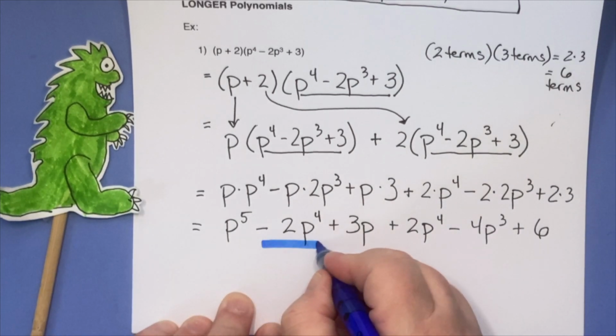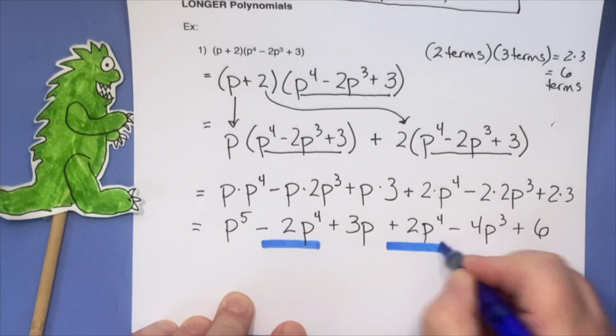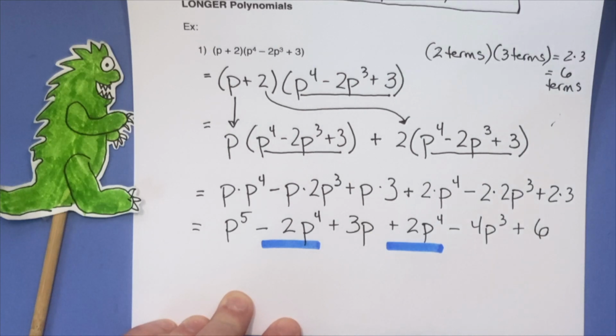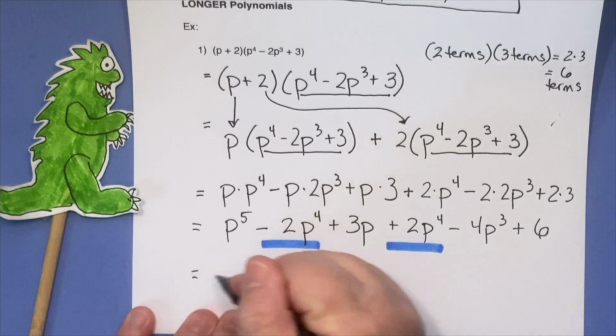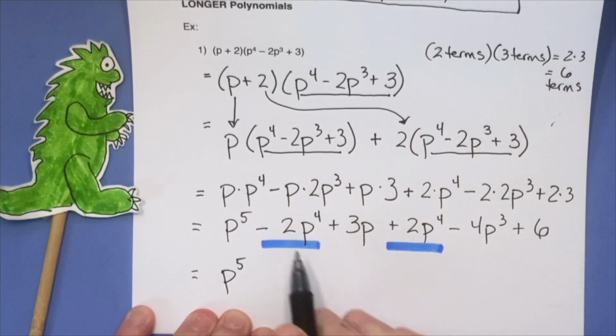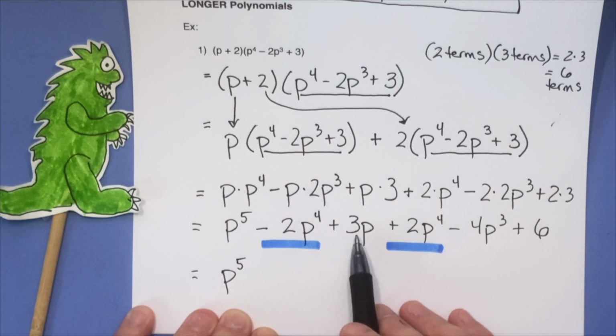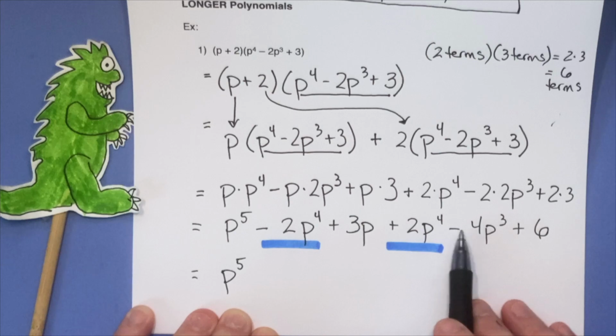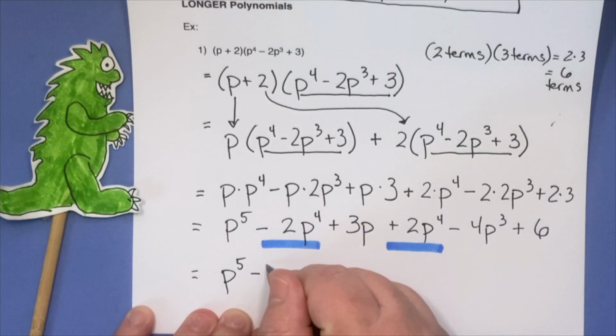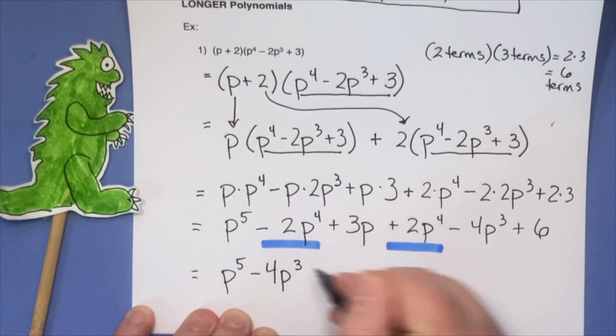This minus 2p to the fourth and this plus 2p to the fourth are going to cancel out, so we're not going to see them. I've got a p to the fifth. These two cancel out, so we won't see them in the final result. And then I've got the 3p, but I'm going to write down the 4p minus 4p cubed. And then this gets very complicated.